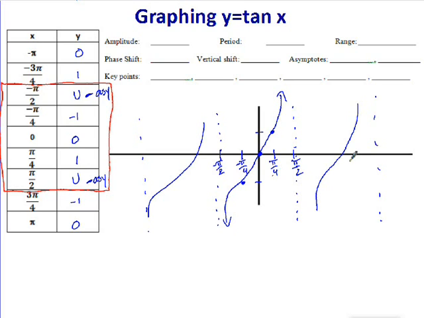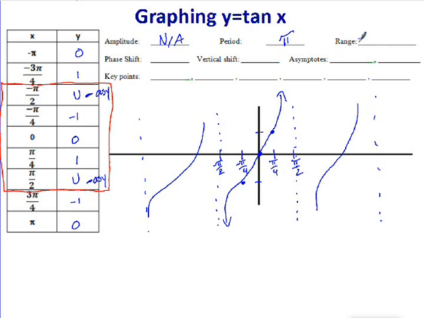Alright, so now let's look at these key characteristics. Amplitude. We don't have a wave shape here. So for tangent, there is no amplitude. Tangent doesn't have an amplitude because it's not a wave-shaped graph. Period. Remember this is the space between asymptotes, so from negative pi over 2 to positive pi over 2. If you were to do pi over 2 minus negative pi over 2, you would get a distance of pi. So the period for tangent is pi.